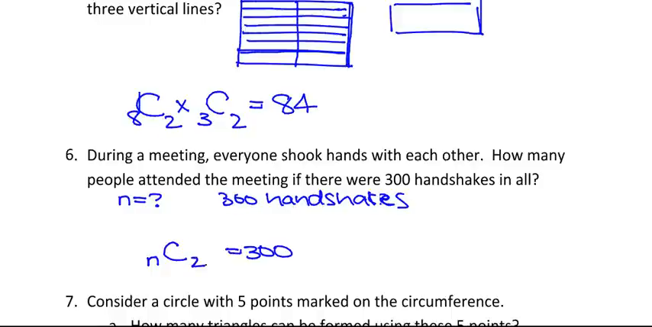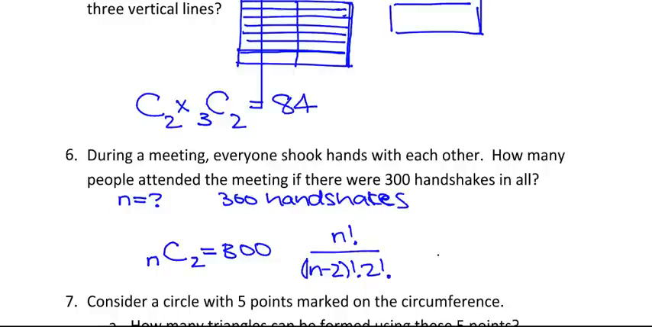So N choose 2 gives us our combination that we will then solve for N to see how many people there must have been in order to get 300 handshakes. So N choose 2 means N factorial over N minus 2 factorial times 2 factorial. I set this equal to 300. Now 2 factorial is really just equal to 2, right? 2 times 1. So if I multiply this 2 up here, I get N factorial over N minus 2 factorial equals 600.